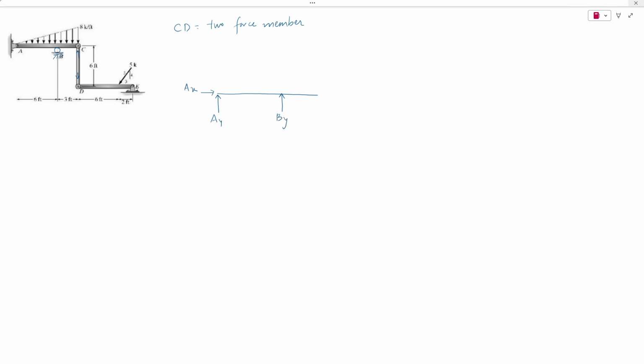And then at C, let's consider CD is in compression, so the force in CD is FCD. Distance between A and B is 6 feet, and then B and C is 3 feet. Similarly, member DE: this force CD is equal and opposite, transferred through AC to CD. So this is point D, and at E we have a pin connection, so a vertical reaction and then a horizontal reaction.